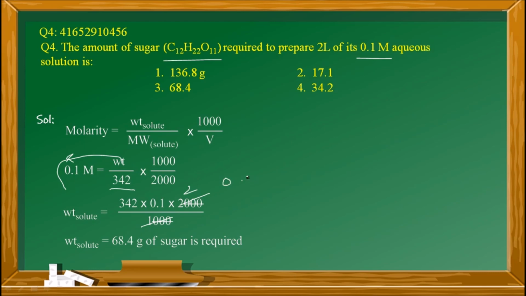0.1 into 2, 0.2. 0.2 into 342. What is the answer? 68.4. The required sugar amount is 68.4 grams of sugar to prepare 2 liters of its 0.1 molar aqueous solution. This is very simple, friends. If you know the molarity equation, weight by molecular weight into 1000 by V, this is very important. Please remember this, learn it by heart. The molarity equation has its role in all of chemistry: organic, inorganic and physical chemistry. So please learn this by heart.